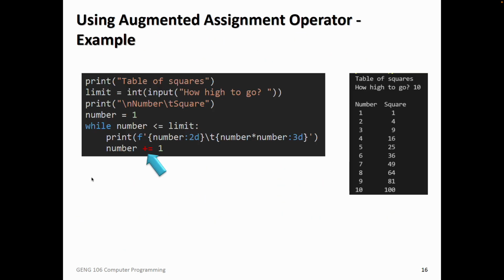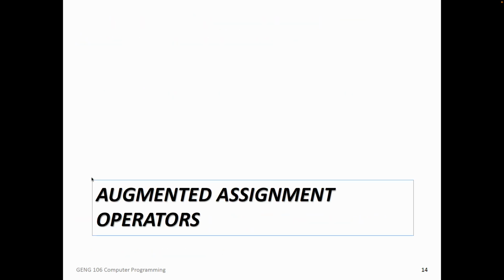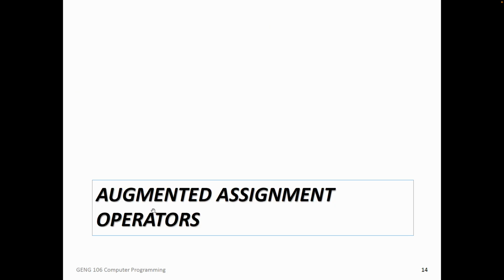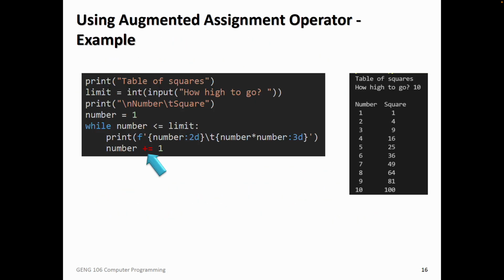So again, in our code, in the previous example that we were printing here, we had this update statement, number is equal to number plus 1. I can also write it now as number plus equal 1. They have exactly the same meaning. All right. Any questions so far?